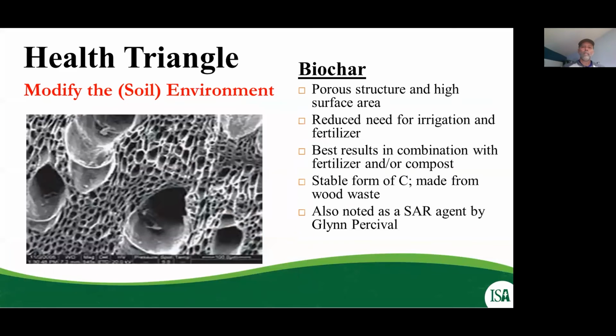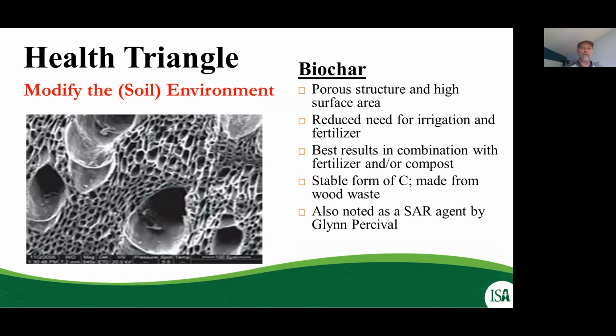And part of our mix of the prescription compost and everything we put in when we treat soils with the air spade, we've incorporated biochar now for about 5 years because of its porous structure and high surface area that can adhere water and nutrients within those pore spaces. So you have a reduced need for irrigation and fertilizer.